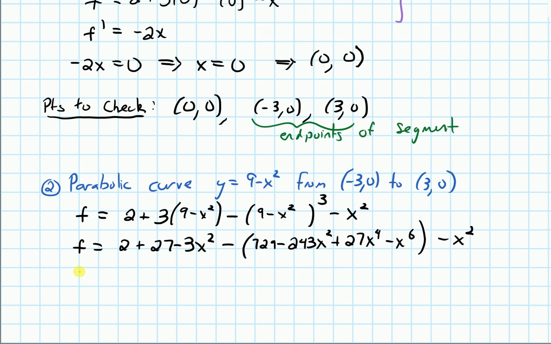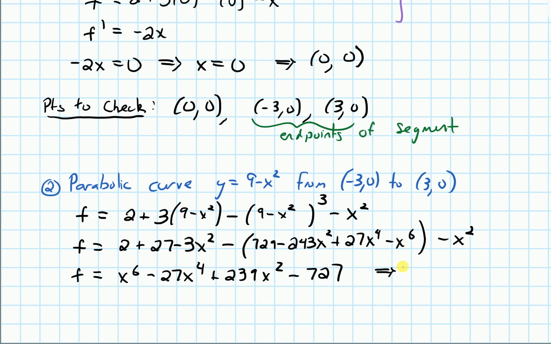Okay. So now if we combine some like terms, f will be equal to x to the 6th, minus 27x to the 4th, plus 239x squared, minus 727. That's what we'll get if we distribute this negative sign into the parentheses terms and then combine like terms. Okay. So we have our function.